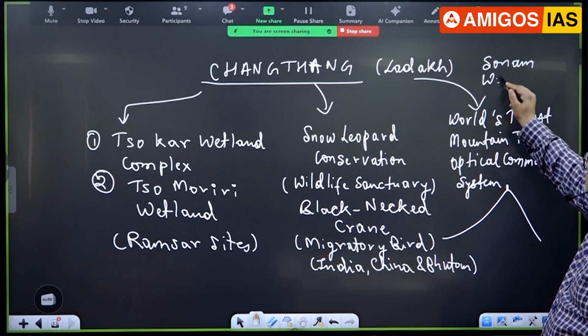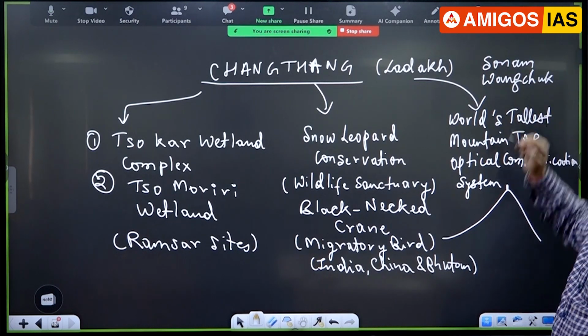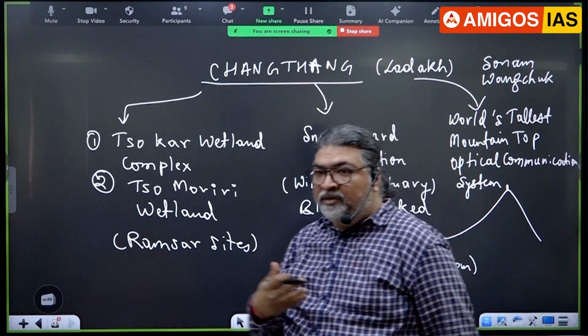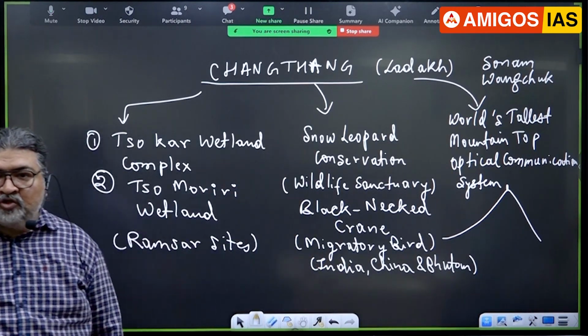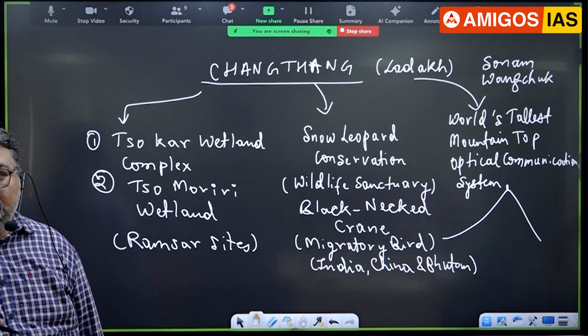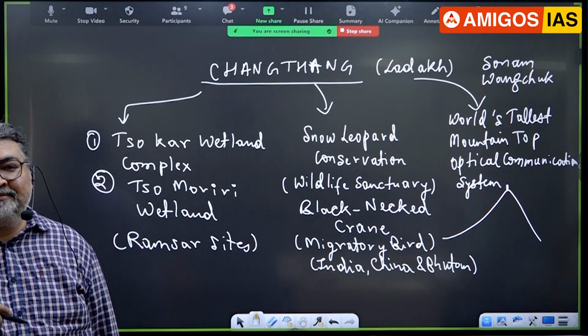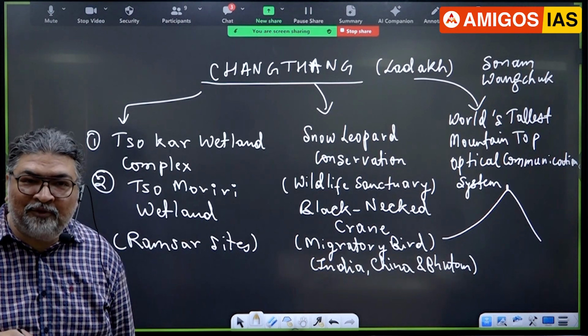Sonam Wangchuk, who was recently in the news for his 21 days climate fast. So now UPSC will not ask you about the climate fast or Sonam Wangchuk. But what is the place? Changthang. So this way you'll remember Changthang. You'll not forget Changthang. And the same place, what has now been brought?